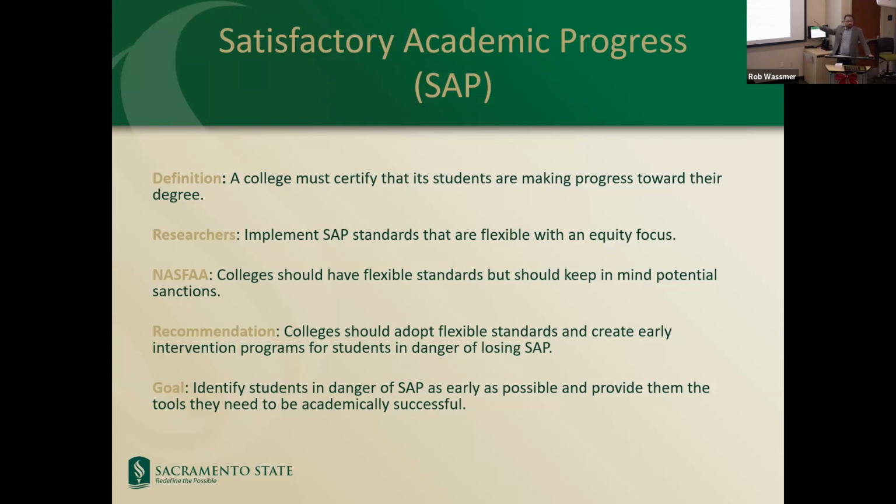Researchers, again, wanted to have SAP standards as flexible as possible. Colleges, again, we're talking about that they need to be flexible, but also make sure that they do not get out of compliance with Department of Education standards. My recommendation is that colleges should be flexible, but also, more importantly, implement early warning systems in which colleges can identify students as early as possible that are in danger of losing their SAP so that they can get the services that they need.